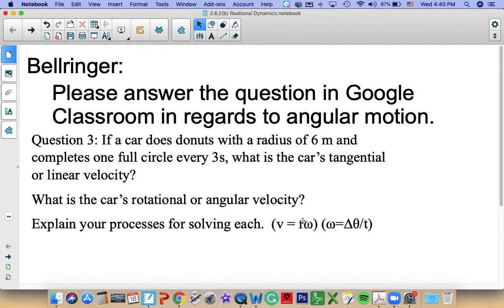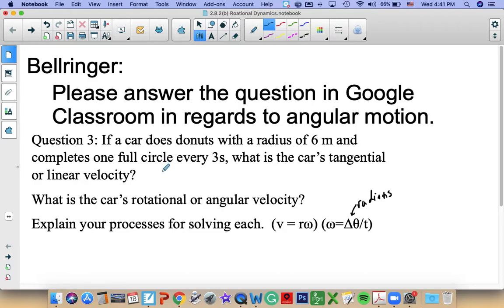Okay, so I have some equations here. This is linear velocity, v equals r omega: my radius times my angular velocity, little omega. And angular velocity is my change in radians, or change in degrees, over time. Remember, you do want to use radians for that, so you'll have to do a conversion with pi to see what we get there.